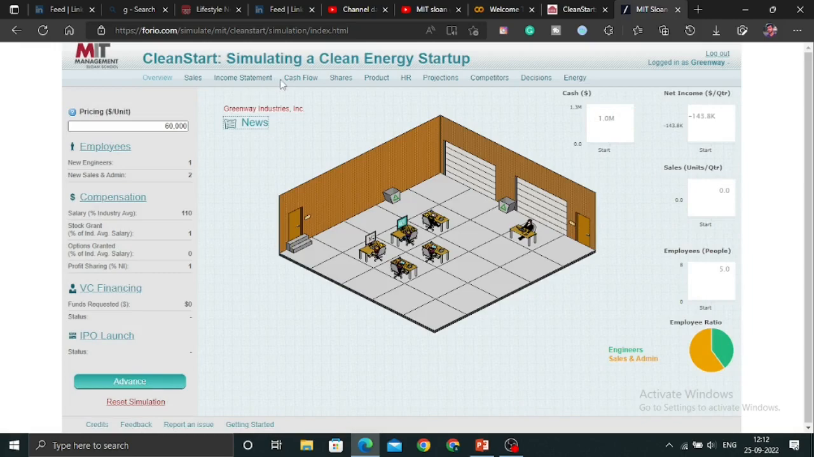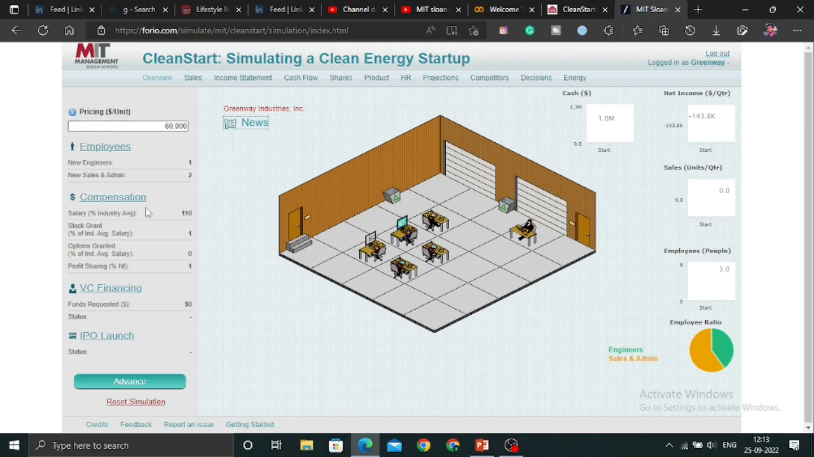There are different pages or sections in the portal or dashboard: sales, income statement, and so on. We are not going through all of those because the video would be lengthy. It is better if you see the instructional video, which goes through all the sections and gives you information. Here we will focus on the strategy. What we have is our cash of 1 million, our net income in dollars per quarter, our sales units, and our number of employees. We have a total of 5 employees: 2 engineers and 3 salespeople.